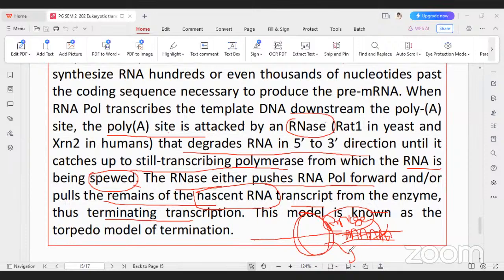What happens if there is no RNA polymerase? There is no RNA polymerase. Can the transcription process go forward without RNA polymerase? Without RNA polymerase, can the transcription process move forward? No, sir, no. That means the RNase either pushes RNA polymerase forward or pulls the remains of the nascent RNA.